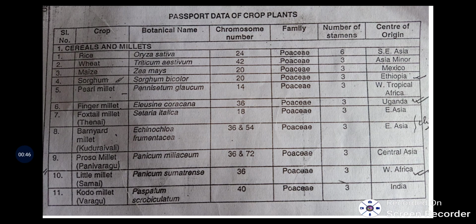The number of stamens in rice: stamens are the male reproductive part, or we can call them anthers. In rice we can see 6 anthers. The center of origin is Southeast Asia. Remember, apart from rice, none of the other cereals have 6 stamens. Other cereals like wheat, maize, sorghum, pearl millet, foxtail millet and others have 3 stamens.